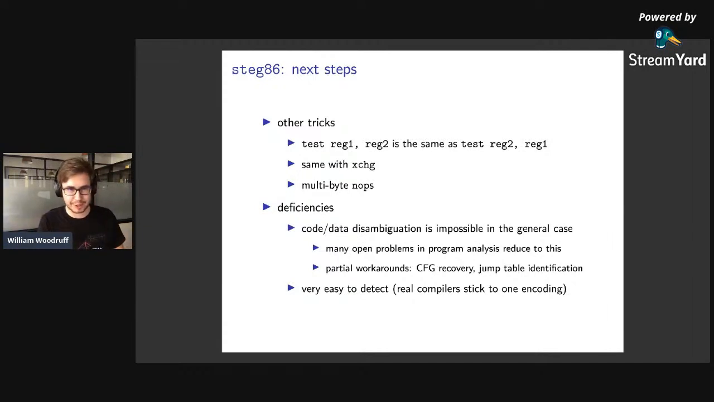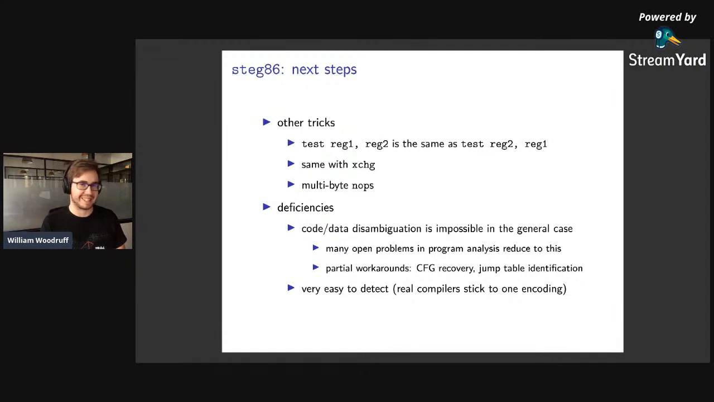But I should also talk about deficiencies. x86 has a few deficiencies. One of them is that because it operates on the text section, it runs into the problem of code data disambiguation, like I mentioned with the rewriting example way back. And like I said, code data disambiguation is actually just impossible in the general case. We're pretty confident of this. Program analysis as a whole is pretty confident that this is impossible. A large number of open problems are reduced to it. And there are plenty of partial workarounds to it, like CFG recovery and jump table identification. But for arbitrary binaries, it's probably impossible to do.